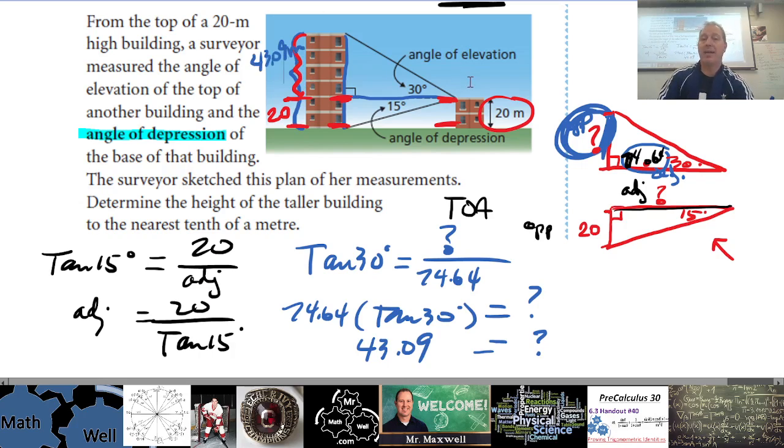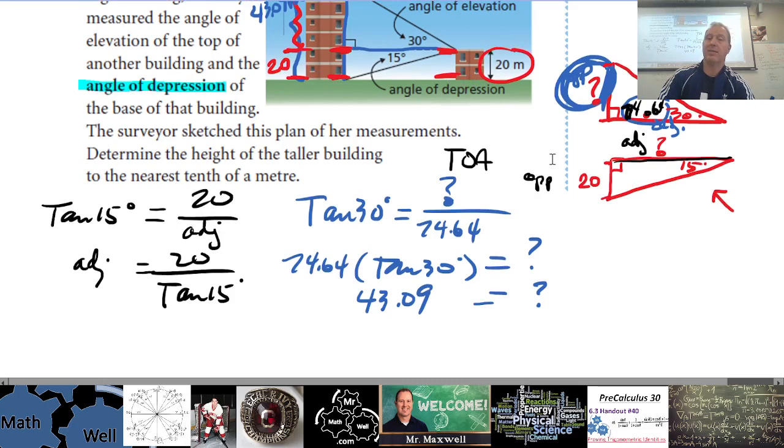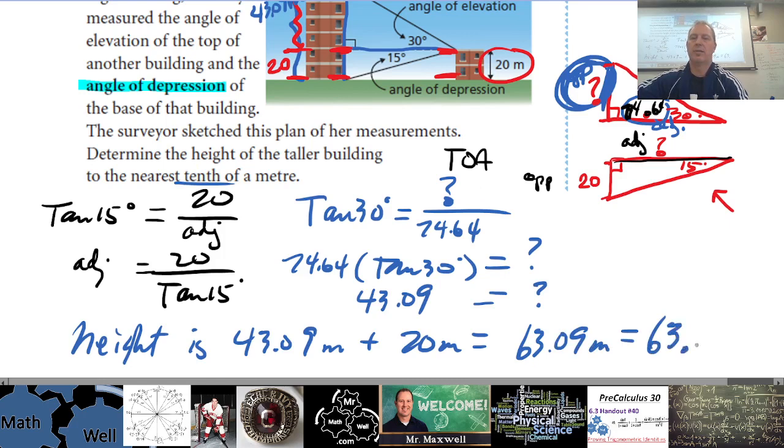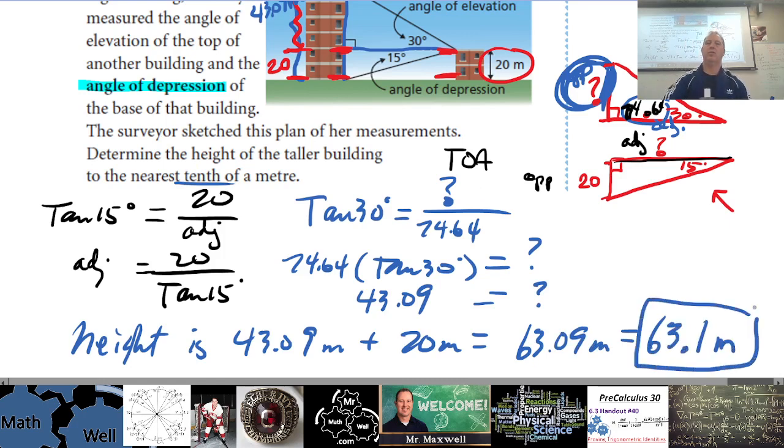And I'm going to add that to 20 to get the entire height of the building. So the height is 43.09 meters plus 20 meters is 63.09 meters. Rounded to the nearest tenth is what? 63.1 meters, correctamundo.